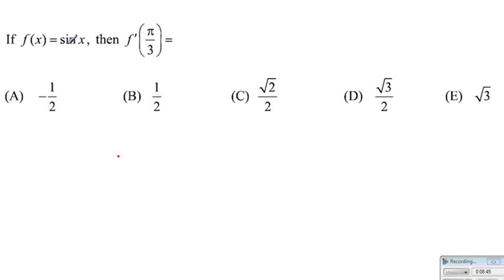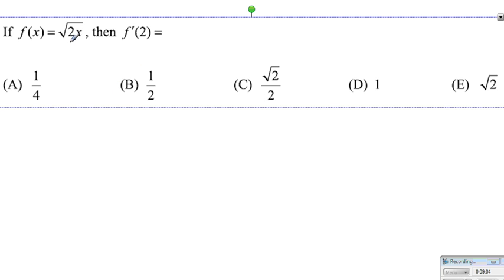Now here we have to take the derivative and then plug in pi over 3. So this becomes cosine of pi over 3. Cosine of pi over 3, in fact, we know that to be 1/2. So therefore, our answer becomes simply 1/2.